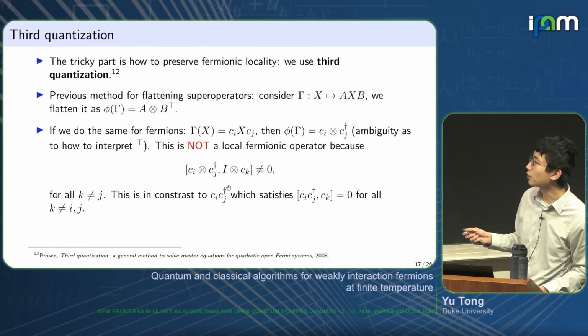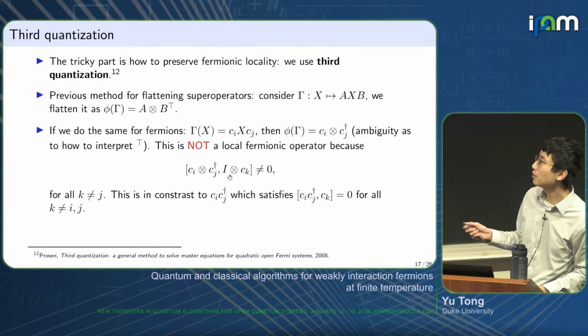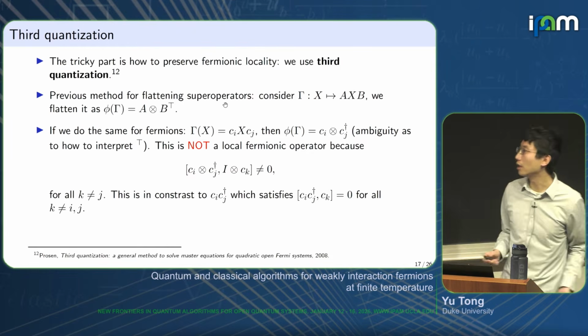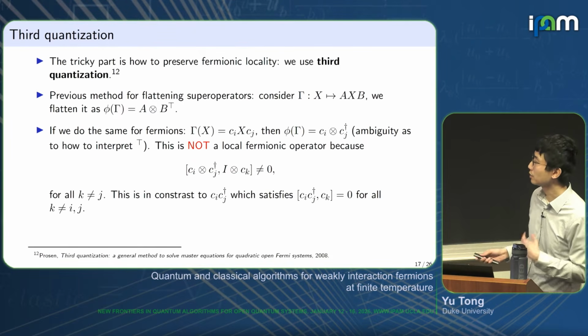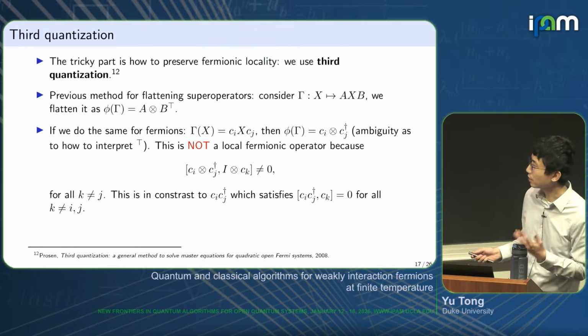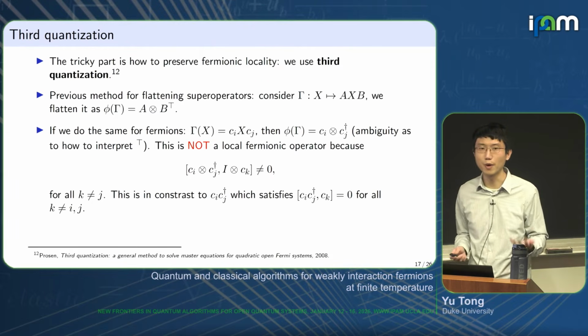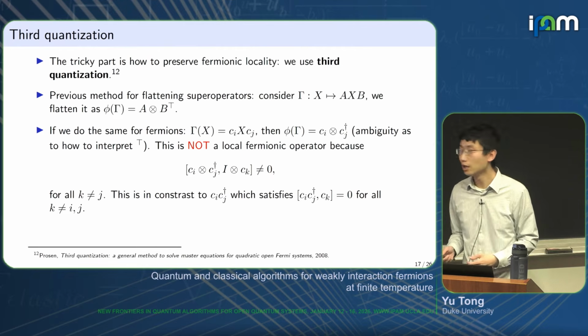But this is not true for this operator we get from flattening. If you consider Ci tensor Cj dagger, then it will fail to commute with I tensor Ck, because I commutes with Ci, but Ck anti-commutes with Cj dagger. They anti-commute rather than commute. So you see, fermionic locality is not preserved in the usual way to flatten a superoperator.